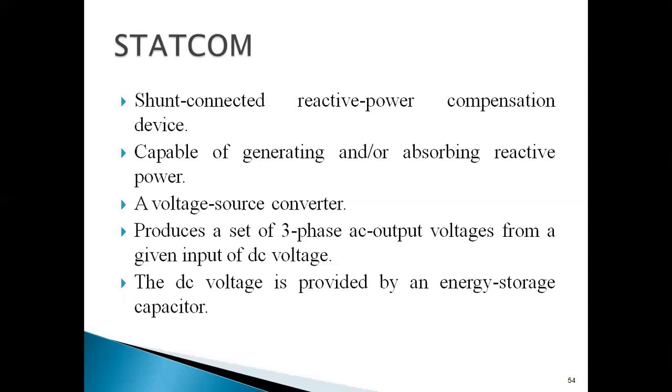That means though it injects current, that voltage source can be varied, and similar to the operation of a synchronous generator, it will also produce a set of three-phase AC output voltages from a given input DC voltage. Now this DC voltage is provided with the help of a capacitor. Okay, now we'll see in the diagram.